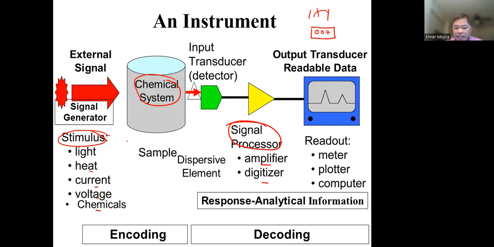Okay? So what really happened there, when you do the analysis, you're encoding something. If there's a signal that is generated, you're going to decode that thing. And typically the signal that you have has a direct or indirect relationship to your target analyte. So that's, we could say, the summary of how instruments work.